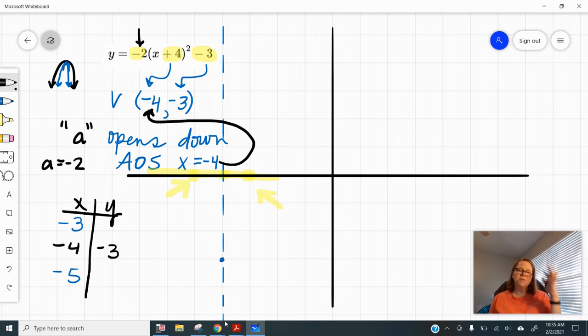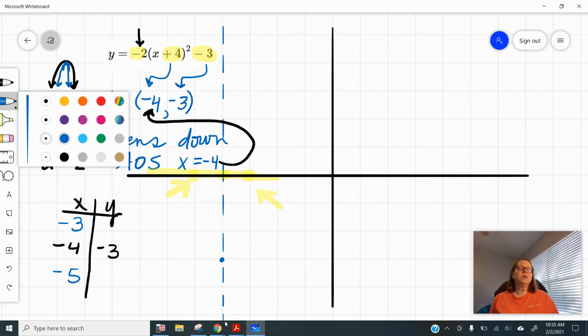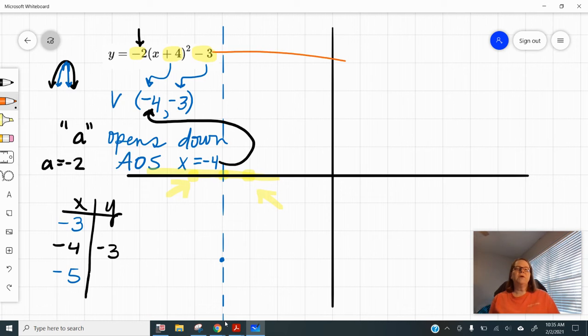And once I plot those, then I'll have a really good sense of, more precisely, where this graph is going. So you have a couple of options. You can plug in a -3 for x, and then do the same thing and then just do that with a -5.